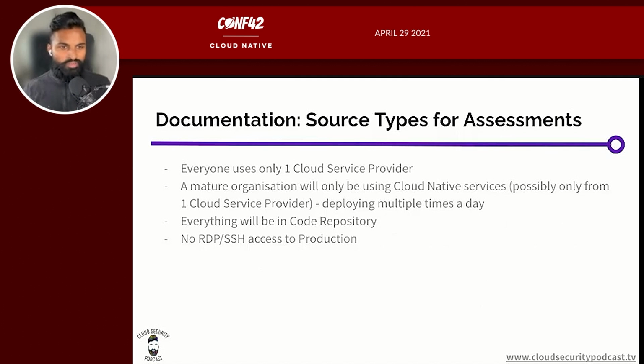The expectation there, if you look at the documentation, if you're in AWS, is that I would get a lot of CloudFormation templates. You probably would be only using one cloud service provider, maybe two maximum, right? Why would you go more than two? If you are a mature organization, you may even be using cloud native services, which could be a combination of services provided by your cloud service provider, and maybe even deploying multiple times a day as well. All of that would be built on a code repository, because everything would be running on code and no one would have access to any of the production environment either via RDP or SSH.